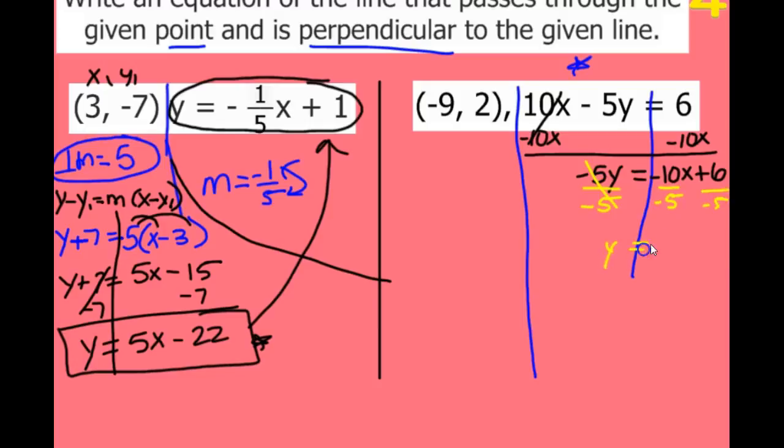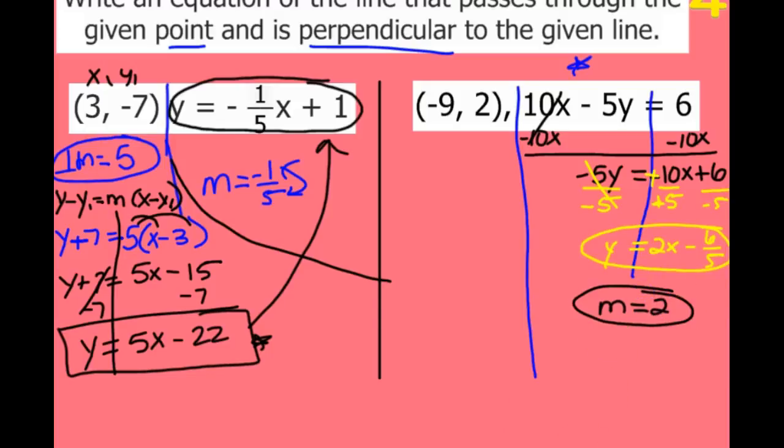We have y equals, well, two negatives here make a positive. 10 divided by 5 is 2, so 2x. And 6 divided by negative 5, I know it's negative, I don't know what 6 over 5 is. If you want to convert it to a decimal, that's fine. But I don't really need to know what that is, because the only thing I care about is the slope, which is 2.